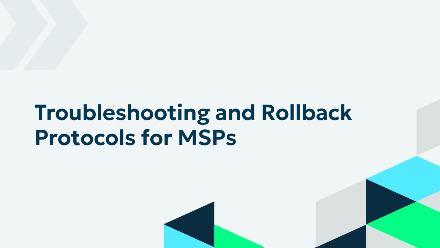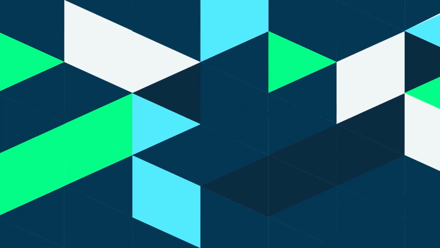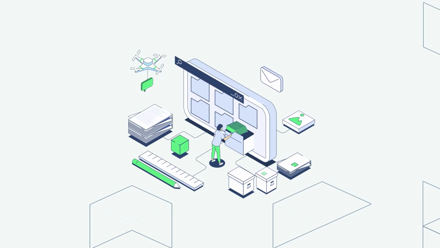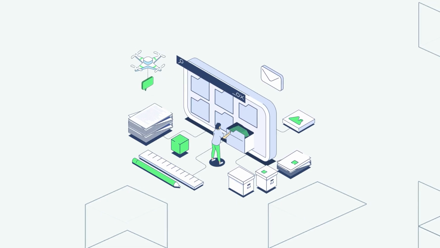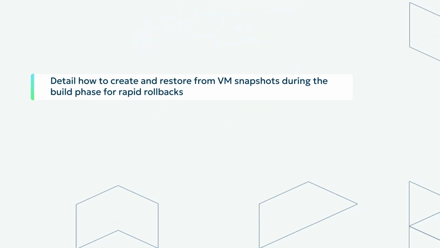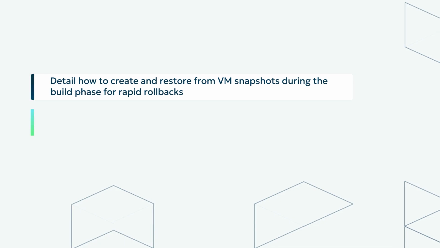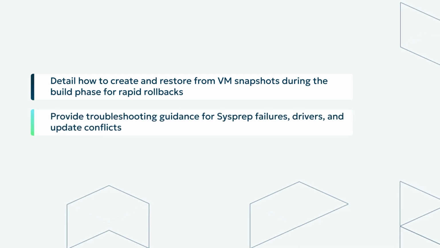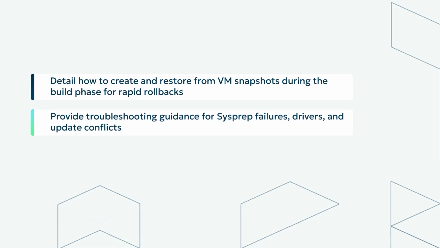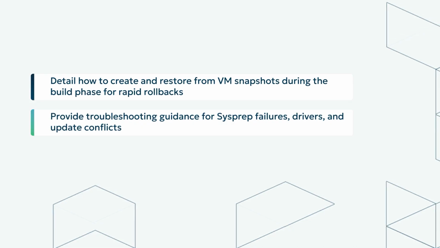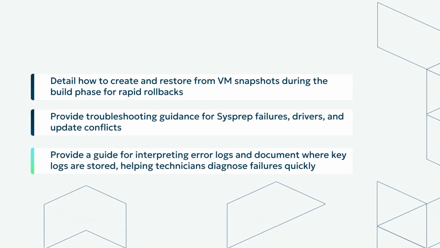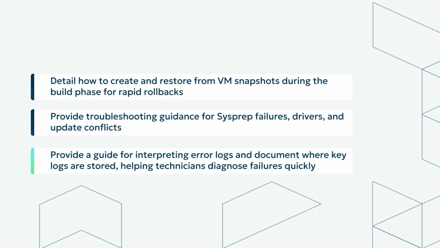Troubleshooting and rollback protocols for MSPs. Even perfect workflows encounter issues, making recovery steps an essential part of Windows imaging documentation. Detail how to create and restore from VM snapshots during the build phase for rapid rollbacks. List common fixes for sysprep failures and driver mismatch issues, including guidance on sourcing updated drivers and resolving pending update conflicts. Provide a guide for interpreting error logs and document where key logs are stored, helping technicians diagnose failures quickly.